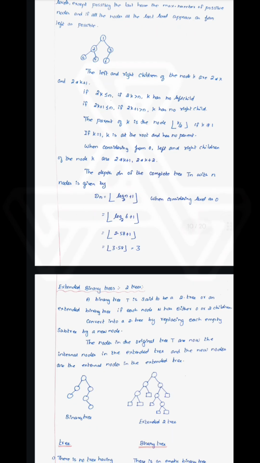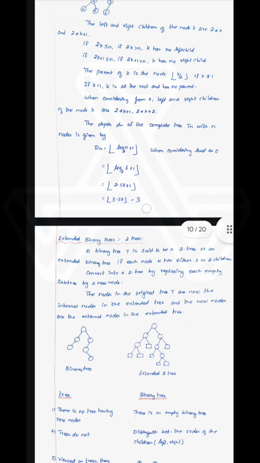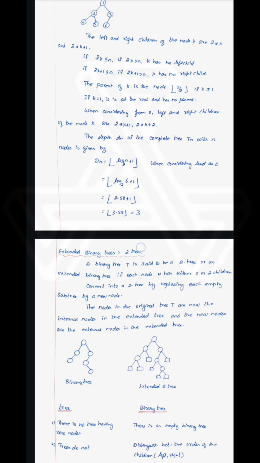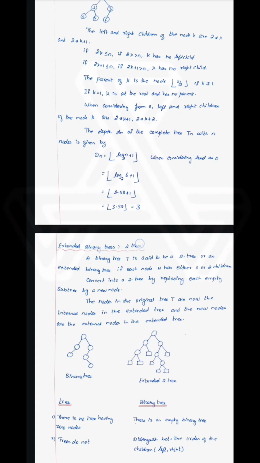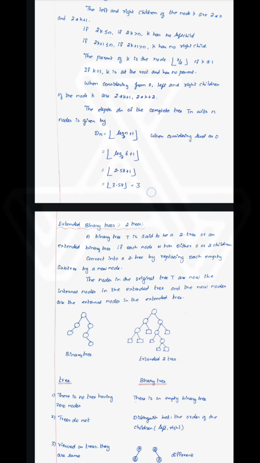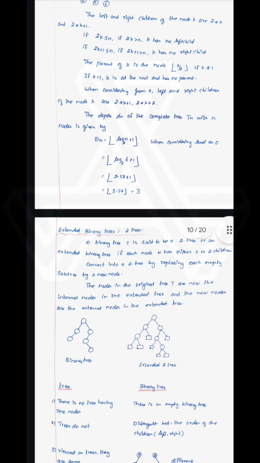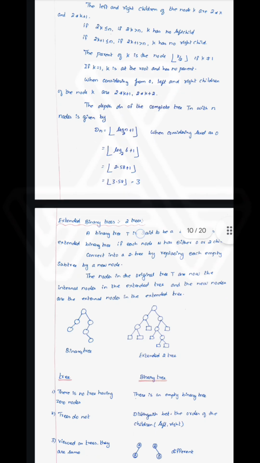When considering from 0, left and right children of the node k are 2k plus 1 and 2k plus 2. The depth dn of the complete tree with n nodes is given by dn equals log n to the base 2 plus 1, considering level as 0. Depth dn of the complete binary tree with n nodes is given by log base 2 n plus 1.